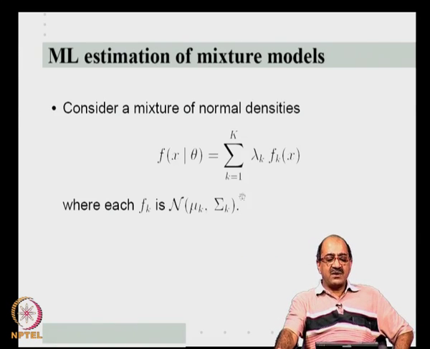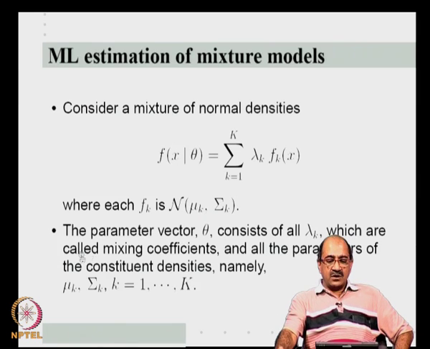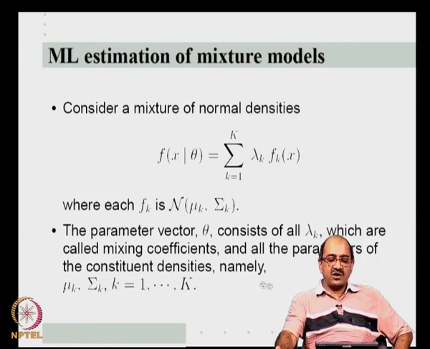So, let us say we have a mixture of k normal densities, f(x | theta) = sum over k from 1 to K of lambda_k f_k(x), where each f_k is normal with mean vector mu_k and covariance matrix sigma_k. So, the parameter vector theta consists of all the lambda_k's, which are called mixing coefficients, and the parameters of all the constituent densities, namely all mu_k's and all sigma_k's. The f_k's are sometimes called component densities or constituent densities.